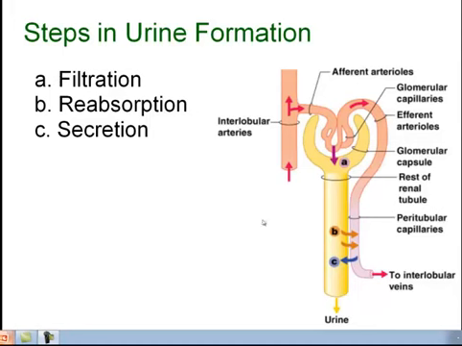Okay, now we're on to podcast number 2 for chapter 17, and here we're going to take a look at how urine is formed and how the kidneys maintain water balance. Urine formation actually happens in 3 steps: filtration, reabsorption, and secretion. Filtration mainly happens in the glomerulus, and then the reabsorption happens, and then the secretion happens. So we'll take a look at each of these.